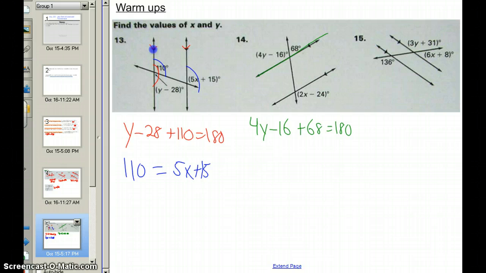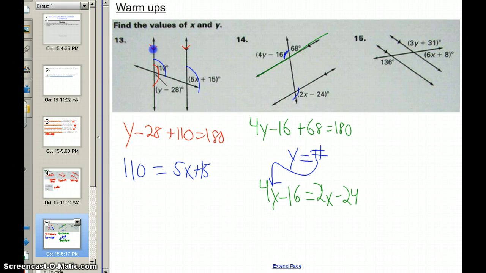Now, the other relationship here is alternate exterior angles. This 4y minus 16 and the 2x minus 24. Those are alternate exterior angles. They are equal to each other. Now, we are going to set this up as 4y minus 16 equals 2x minus 24, where you really can't solve for x or for y in this one equation. But luckily, up above, we were able to solve for y. We'll get a number for y. We're going to plug that in. Now we just have the equation with just the x value in it. We can solve for x.